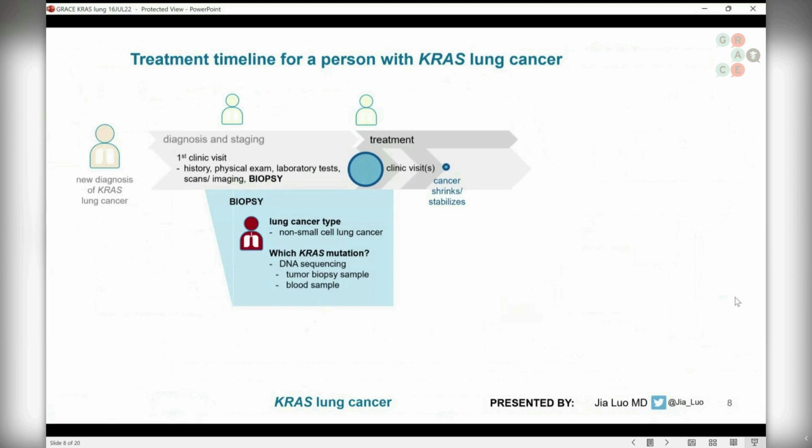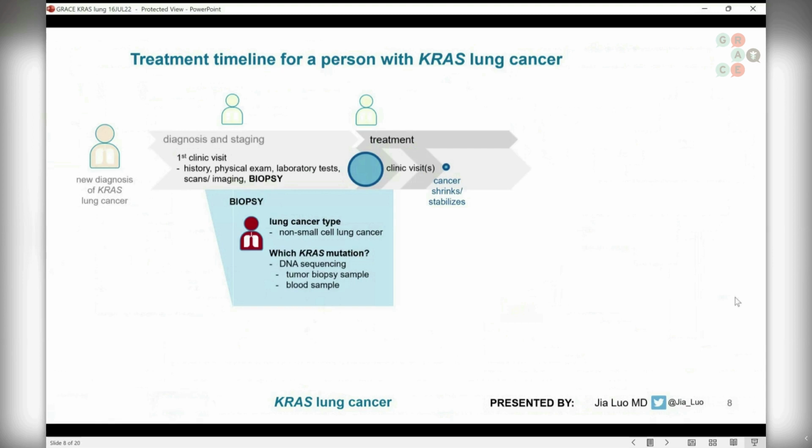And I've illustrated in the blue box that most people with KRAS lung cancer have non-small cell lung cancer as the subtype. And in order to determine, is it KRAS, first of all, and is it G12C, is it G12D, is it something else? There's another test called DNA sequencing, and that can be done either off of a traditional biopsy or via a blood sample.